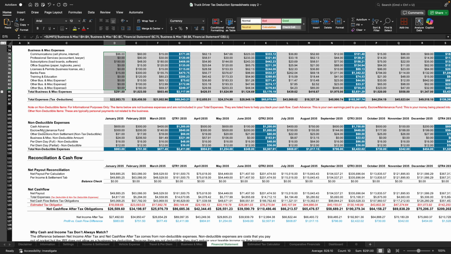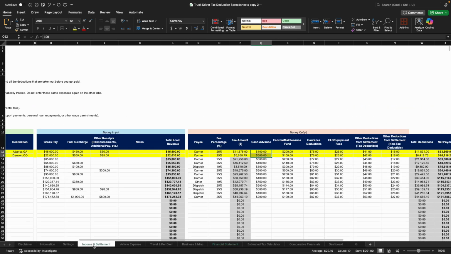And then your escrow and maintenance fund. This is where you're being forced to save money for future repairs or whatnot. Just think of this as you moving money from your checking account to your savings account. So this money has not been expensed yet for a related business purpose.